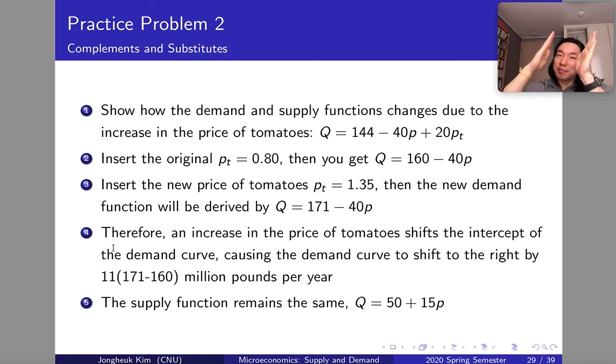The slope, 40, is the same and does not change, okay? And the price of avocado is an unknown variable, so it can vary from 0 to infinity. So P is not our consideration at this point. So the difference between the number 2 demand curve and the number 3 demand curve is only the constant term, 160 and 171. How much? By 11. So that 11 is the difference between those two demand curves. Okay, and the supply curve does not change because the supply curve is not affected by the price change of tomato.